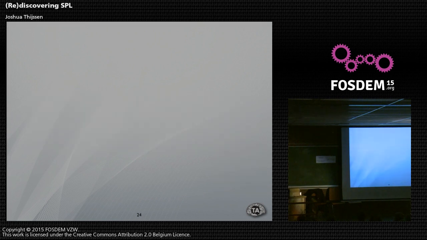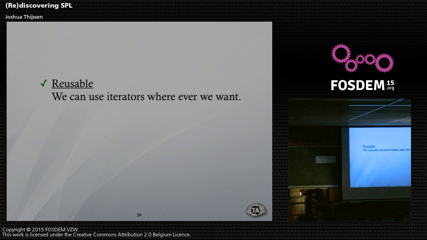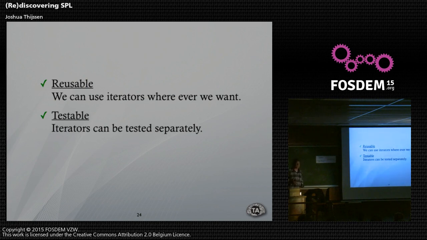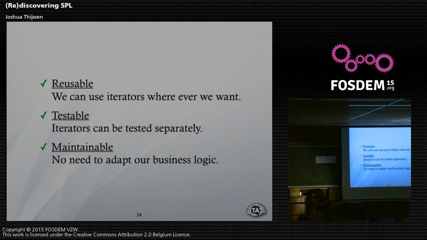However, we can do more things because they are more reusable. We can use the iterators wherever we want, because that limit iterator does not only work on the directory stuff we have, it works on array iterators, it works on elements we get from a database, it works on whatever you get from a RESTful API. Doesn't matter. It's testable, because now we can test: does the limit iterator work? Does the regular expression iterator work? Does the directory iterator work? So we can test more in isolation. It's also more maintainable, because there's no need to adapt the business logic anymore.